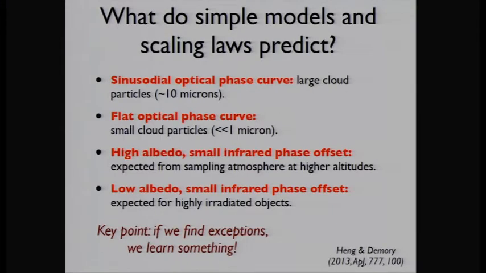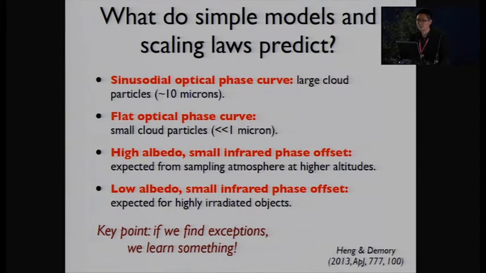What do 3D general... Sorry, I'm not done with this. So here are some suggestions, I would say, for what simple models and scaling laws would predict. If you go out and measure a sinusoidal optical phase curve, this would suggest the presence of large cloud particles. If you measure a flat phase curve, this would indicate small cloud particles. If you measure a high albedo and a small infrared offset in the phase curve, this is expected from the high albedo leading you to sample the atmosphere at higher altitudes. If you measure a low albedo and a small infrared offset, this is expected for highly irradiated objects.